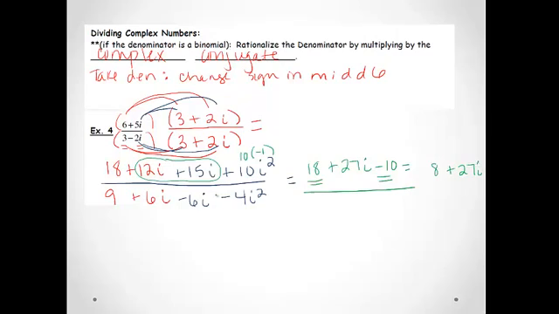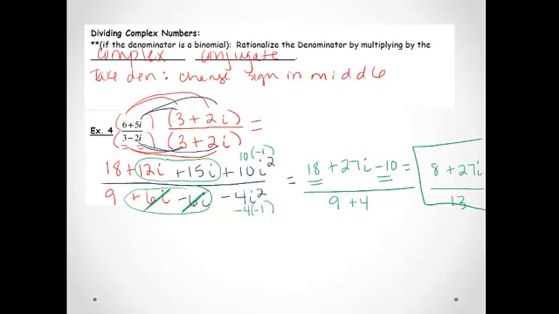Alright, let's look at the bottom. I can combine these. 6i minus 6i will cancel. And then again, i squared is really a negative 1. So we're saying negative 4 times negative 1. So we're looking at 9 plus 4. 9 plus 4 is 13.